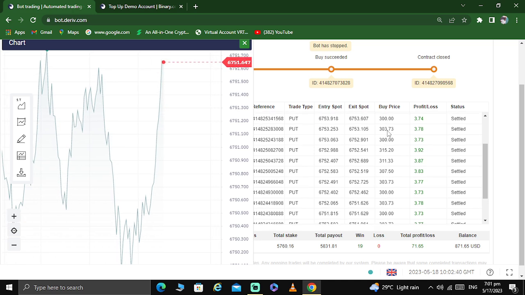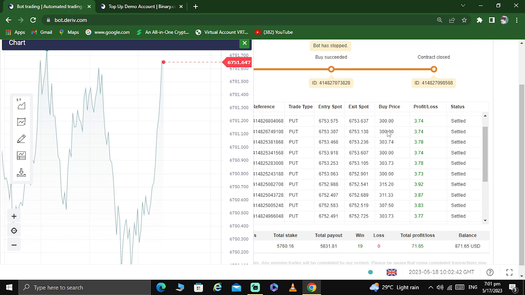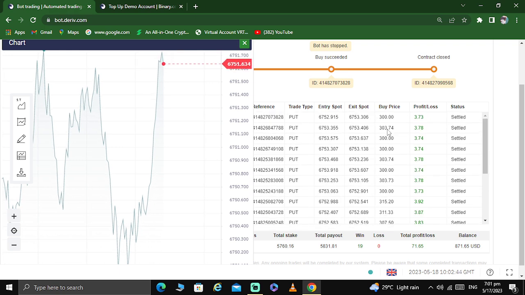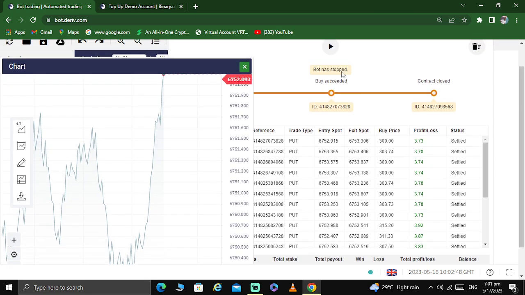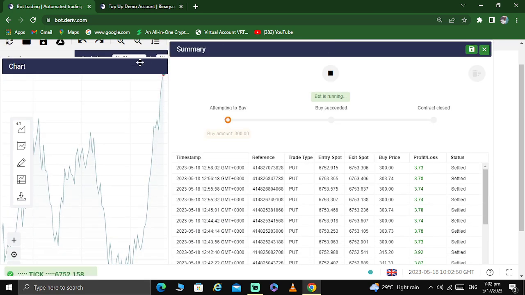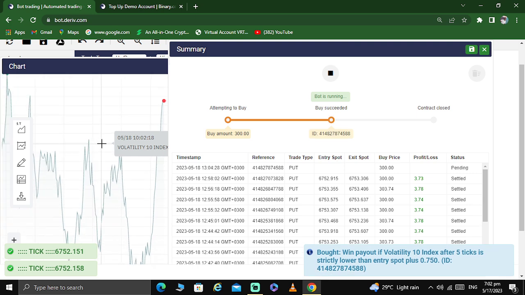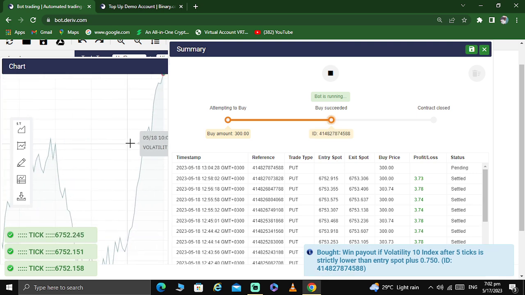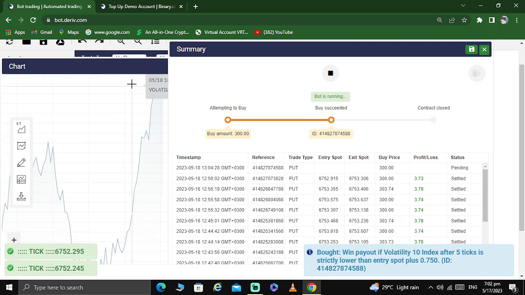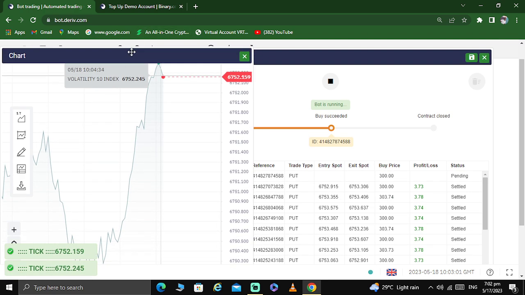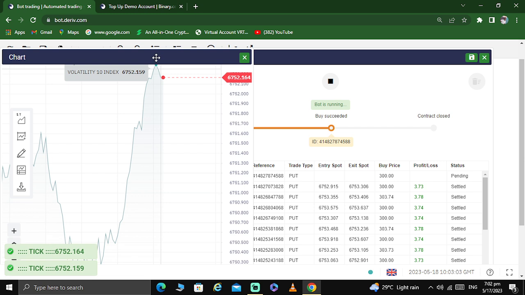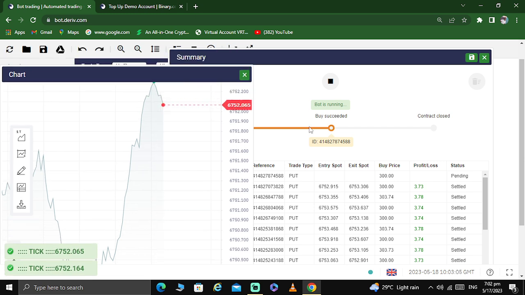So basically, that's how it has been trading until this point. So I'm going to try and run the bot again, because it is moving towards the upside. I'm going to be making a run because the market seems to be moving towards the right side. Let's try and make a run and hope it's not going to hit.